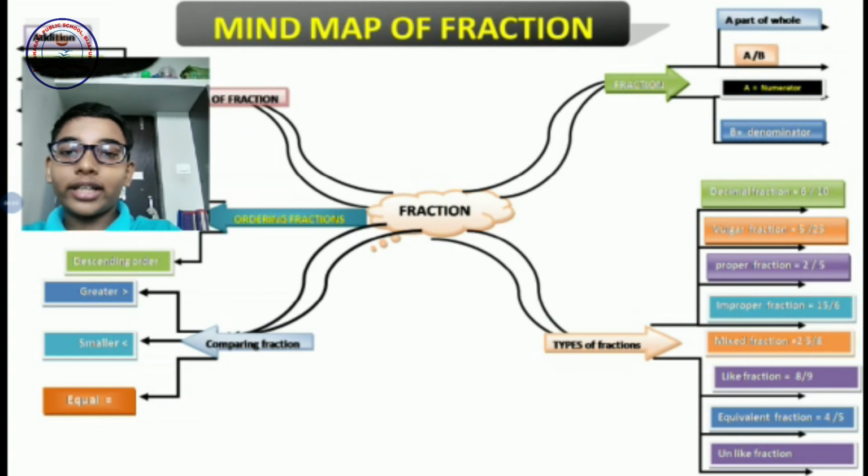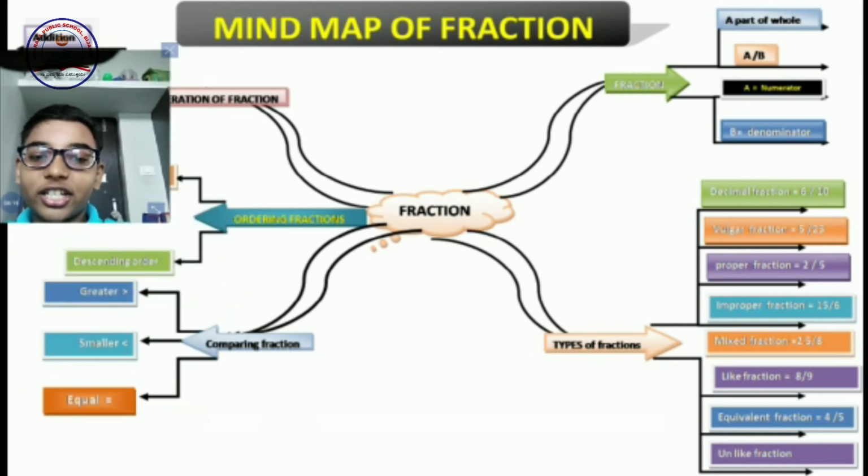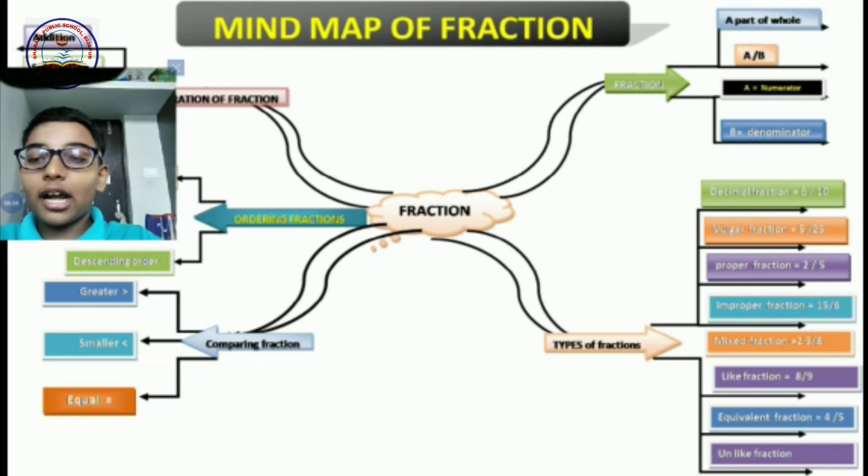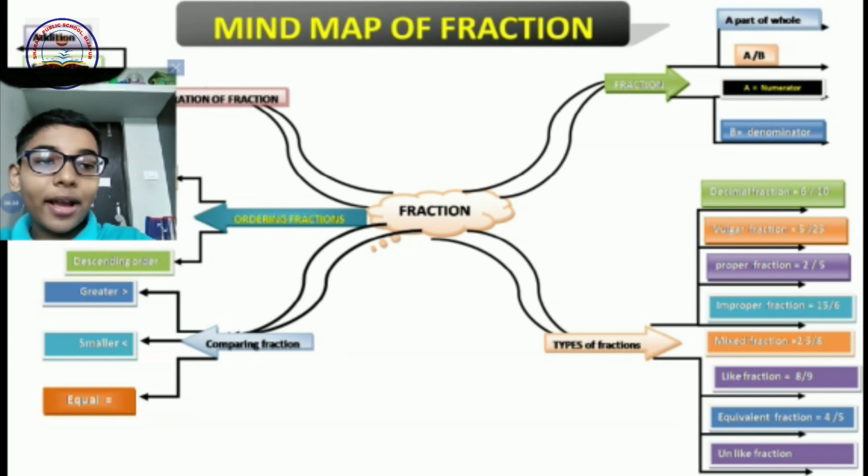Today I am going to tell about the mind map of fraction. Fraction has 5 parts: fraction, types of fraction, comparing fraction, ordering fraction and operation of fraction. First we will go to fraction. If you take a pizza and cut it into half, you will get a part of a whole. a by b, where a is the numerator and b is the denominator.